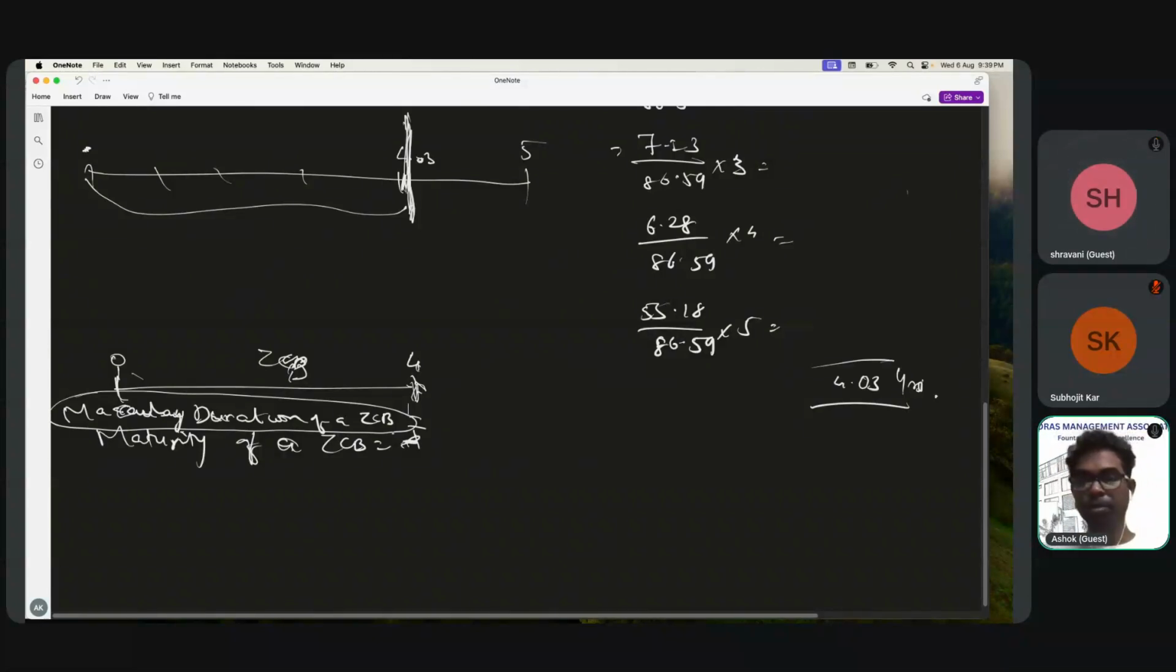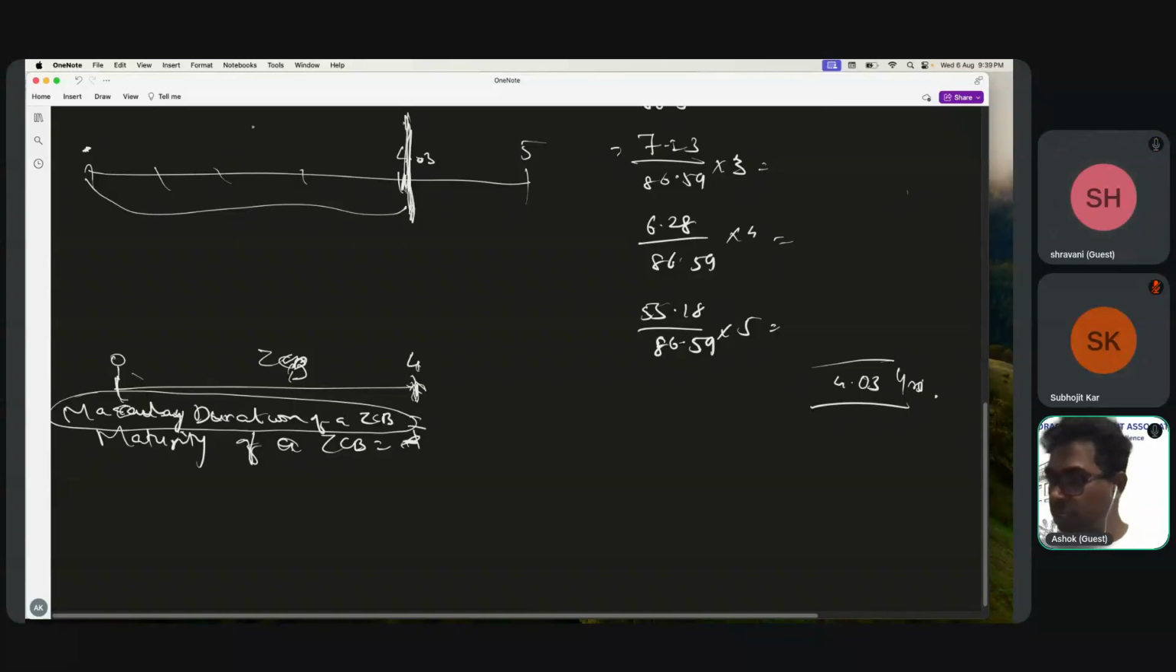That's why that becomes the Macaulay duration. Because what is Macaulay duration? Macaulay duration is the weighted average time for you to get. If I have to receive all this payment in one go, how much time do I have to wait for? That is Macaulay duration. Okay. So Macaulay duration of a zero coupon bond is equal to maturity of a bond.